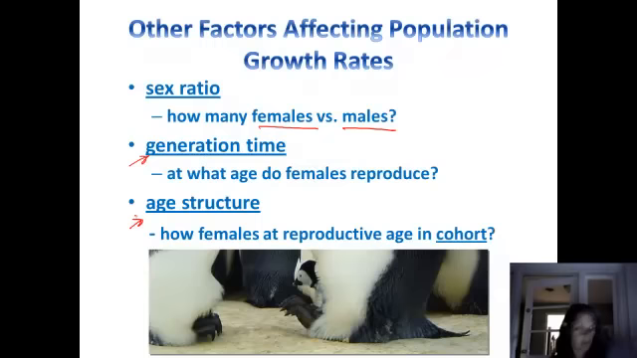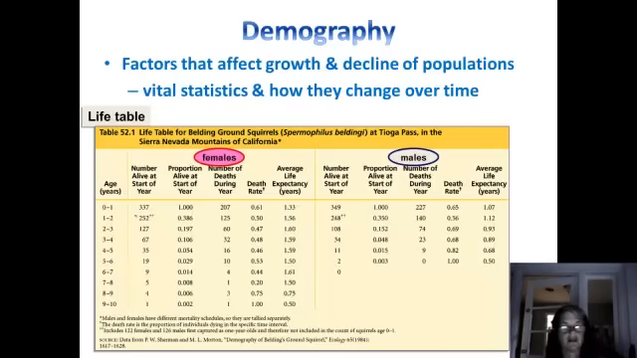The earlier and the longer, the more population growth potential there is. The longer you have to wait for an adult to mature, that limits how fast your population can grow, okay? You ought to know what this word means. Demography is simply studying factors that affect population growth.